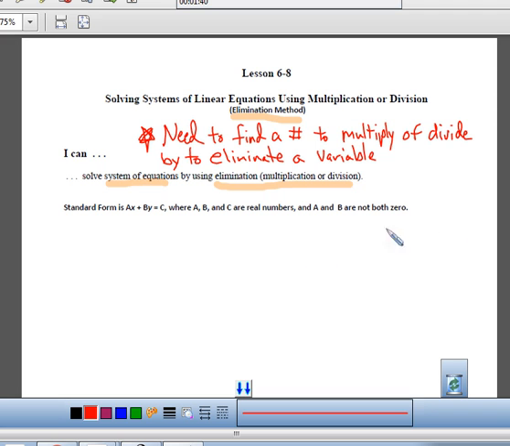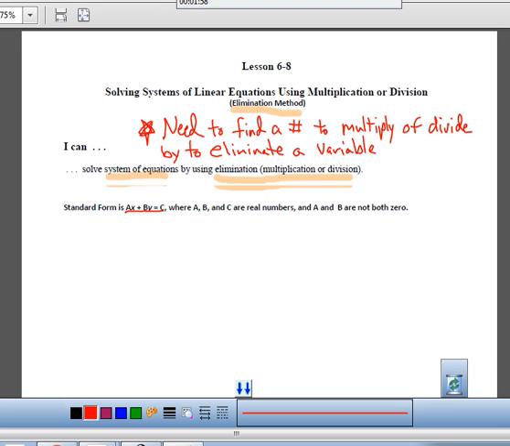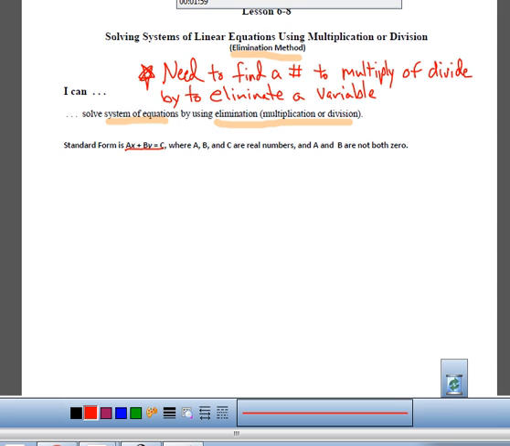Alright, so we're going to write down all the steps for this process in the space below. Remember, we're dealing with equations that are in standard form. If they were in y equals mx plus b form, we could do substitution to solve, but they are not. So, first step, multiply or divide by a number.